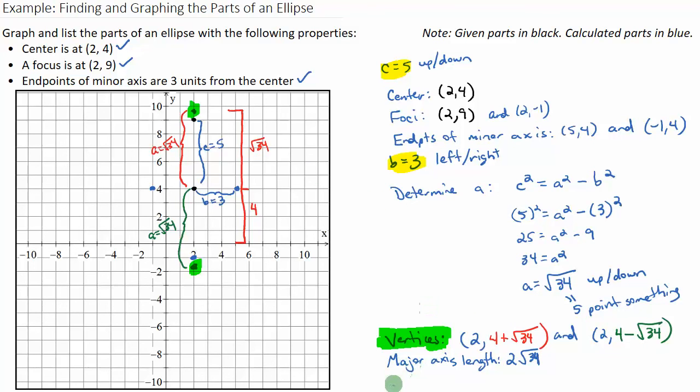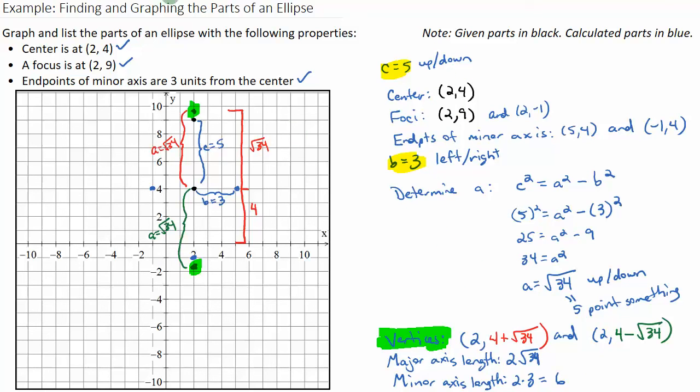And my minor axis length, well, in this problem, that's going to be measured from left to right. From the center to the right was 3 units, and the center to the left is 3 units, so that's 2 times 3, which of course is 6. 2 times the square root of 34, I can't really get any simpler than that. I could use a calculator to get a decimal perhaps, but 2 times 3 is just 6. Okay, so now I've got all the parts listed over here that I could potentially find.